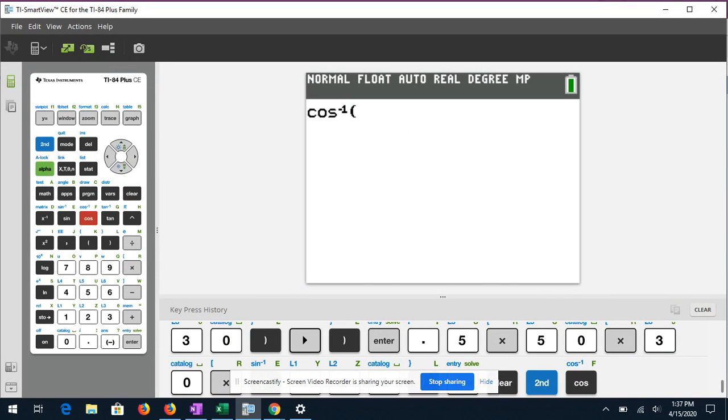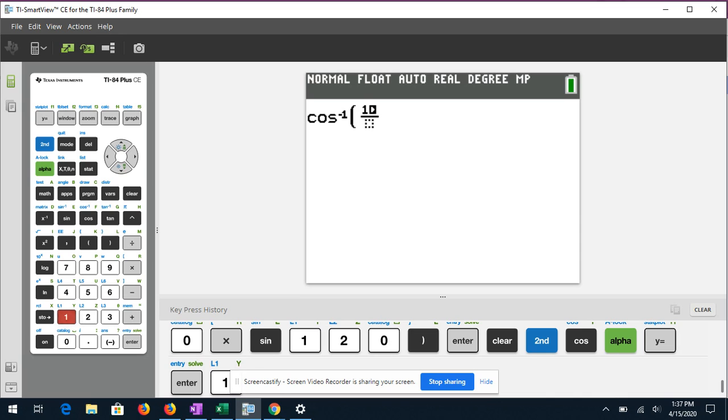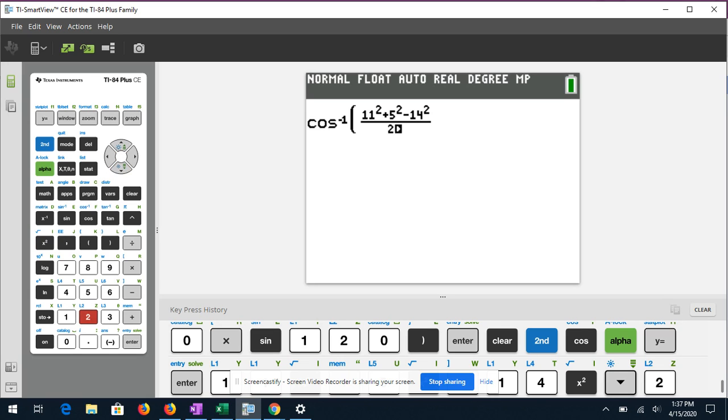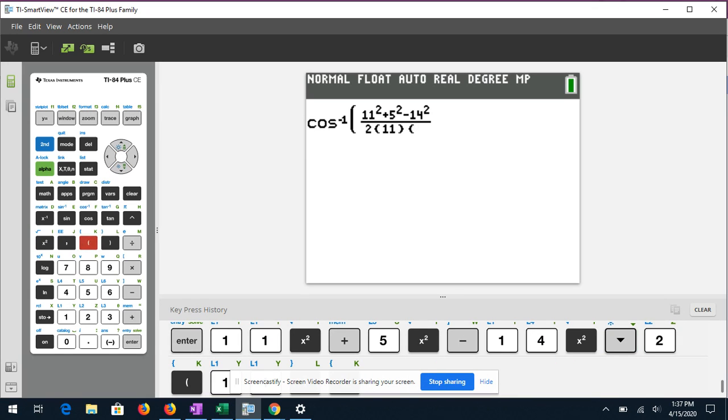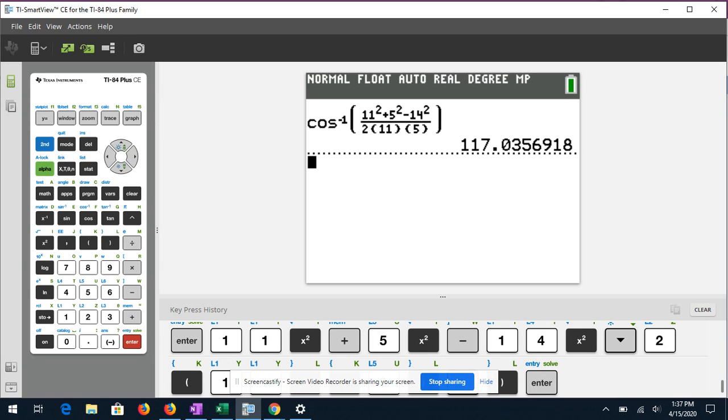Inverse cosine of 11 squared plus 5 squared minus 14 squared divided by 2 times 11 times 5. And we need to round to 1 decimal place, which would just be 117.0.